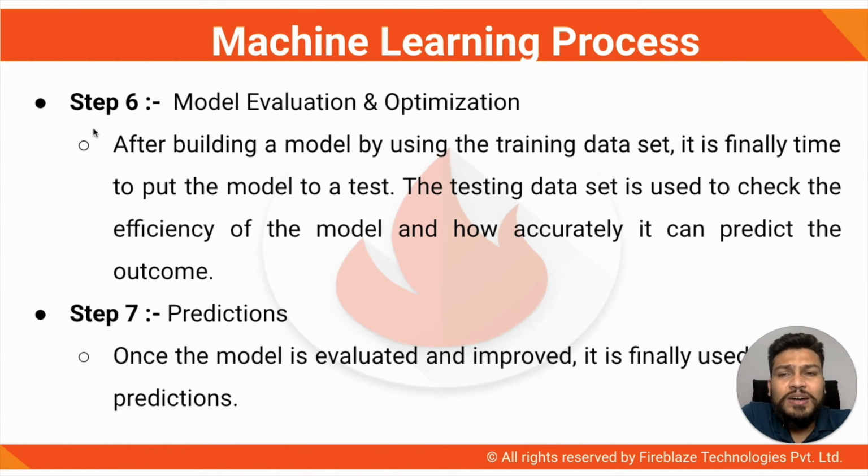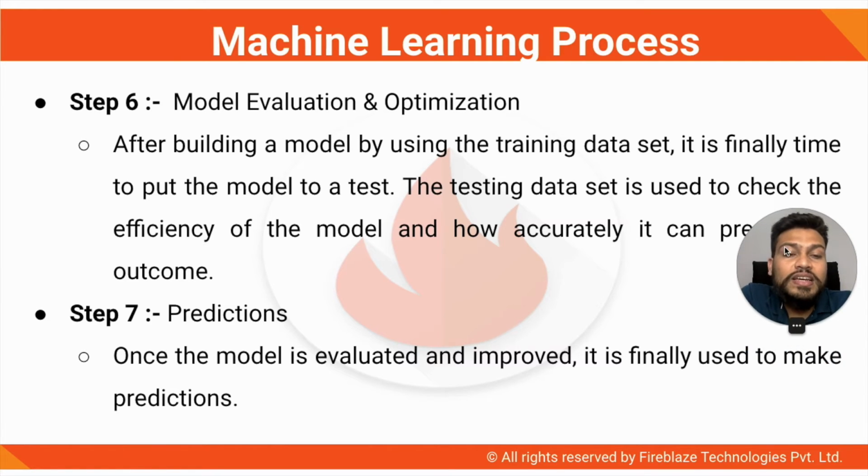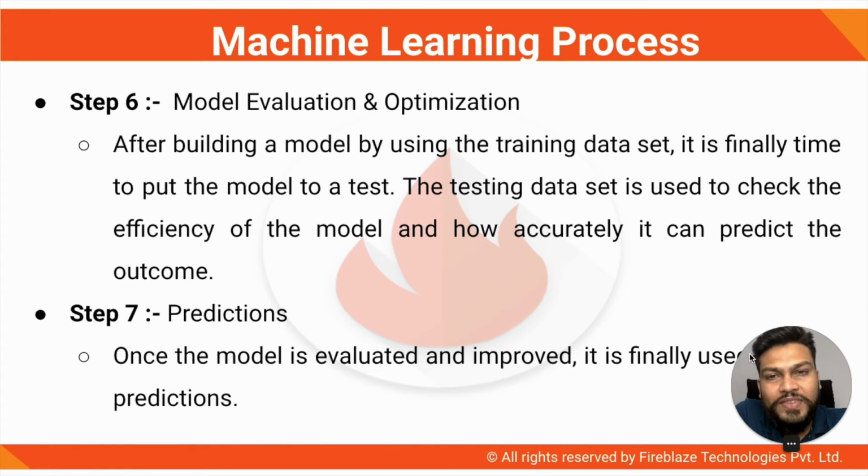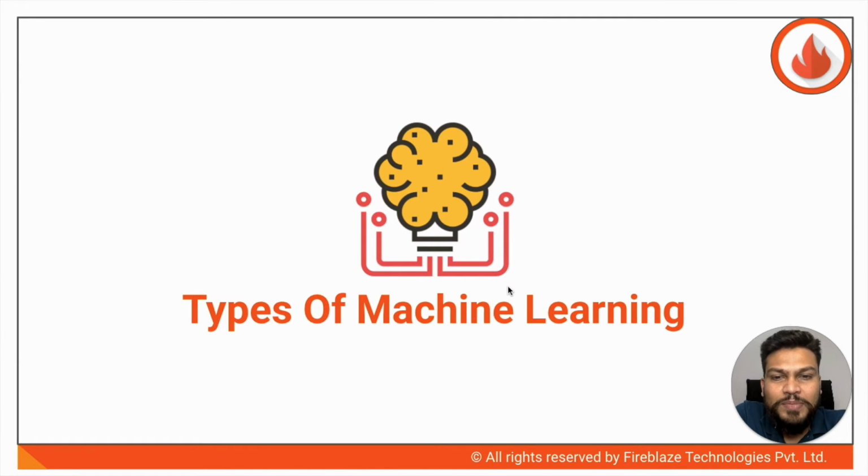Once the model has been built, you do the model evaluation and optimization. After building a machine learning model using the training data, it is finally time to put the model to test. We use the testing data to check the efficiency of the model and learn how accurately it is predicting the outcome. And then the next step is prediction. Once the model is evaluated and improved, it is finally used to make different predictions and then deployed, and all of those things come into the picture, right? But again, a lot of reiteration is to be done back and forth in these 5, 6, 7 steps. I hope that you have a fair understanding about this.